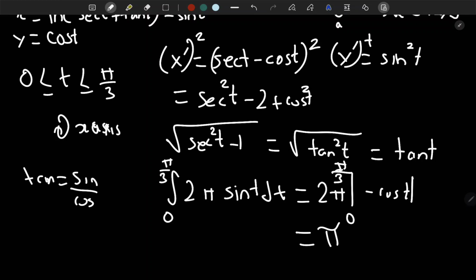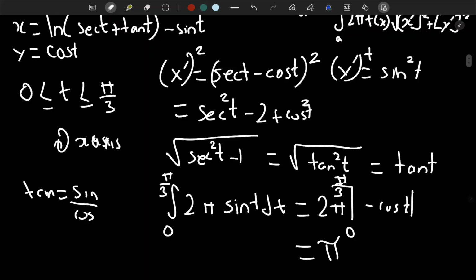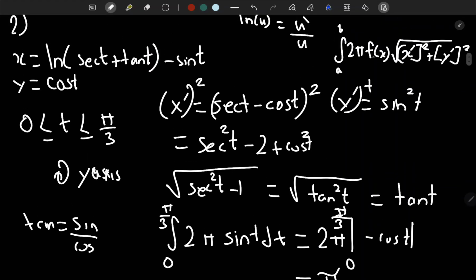So that's it for this video. Another important thing that you need to note is what axis you are rotating about. So let's say if this was the y-axis, then in your formula you would use f of x, the function, as x here. So x here is this entire thing. So just keep that in mind and don't make that silly mistake.